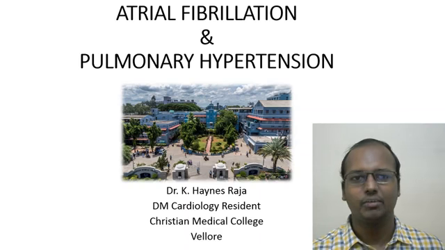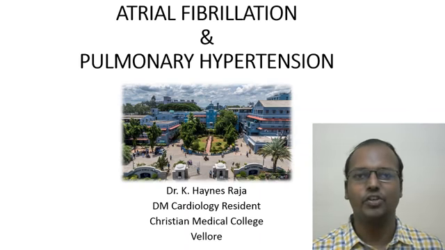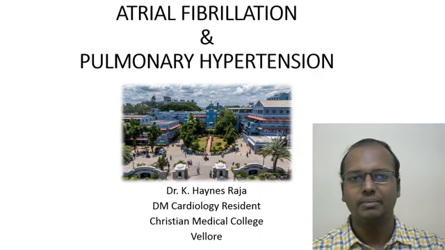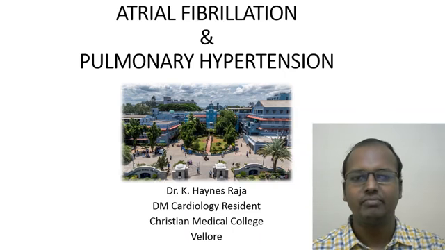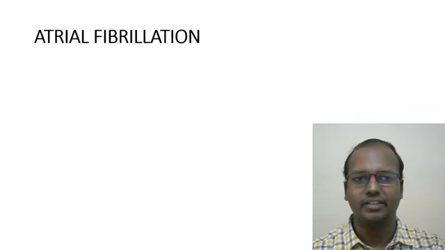This involves two topics. Both are small topics. Both are complications of rheumatic heart disease. One is atrial fibrillation and the other is pulmonary hypertension. Both are short topics. We should know certain basic ideas about what exactly is happening and how exactly we need to treat these complications. So what is atrial fibrillation?